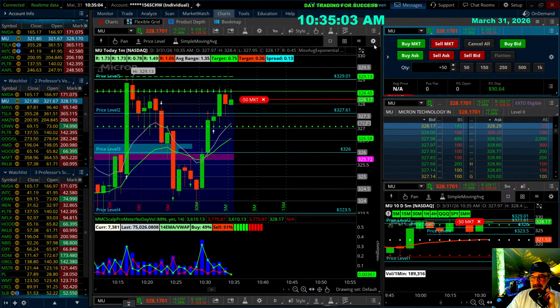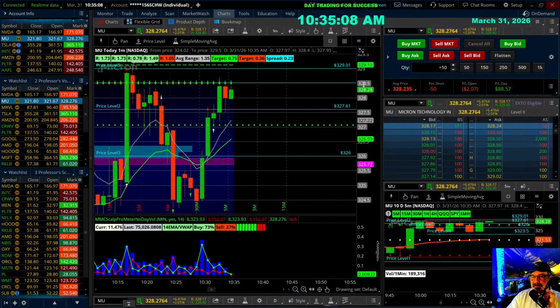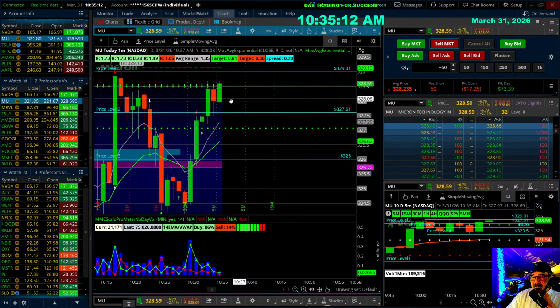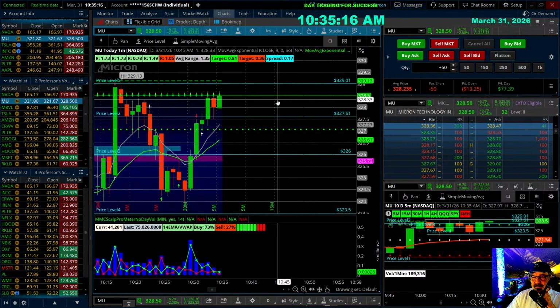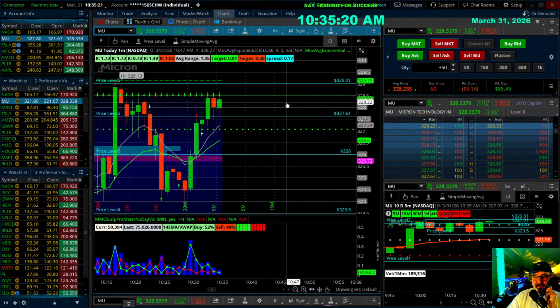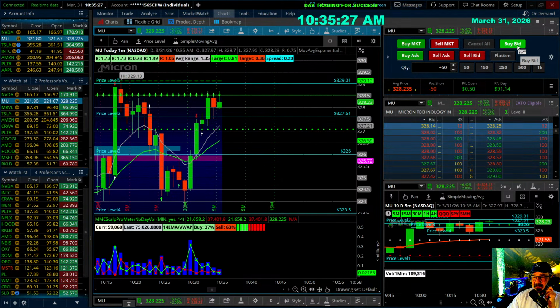I'm going to jump in. And that is not exactly where I wanted it, but I think it's going to fade off this level, so I want to get in now. So, I mean, I could get hurt first up here. I'll add to the position if it goes up here to the 29. This time I'm going to buy the bid. It keeps hurting me so much when I do market.